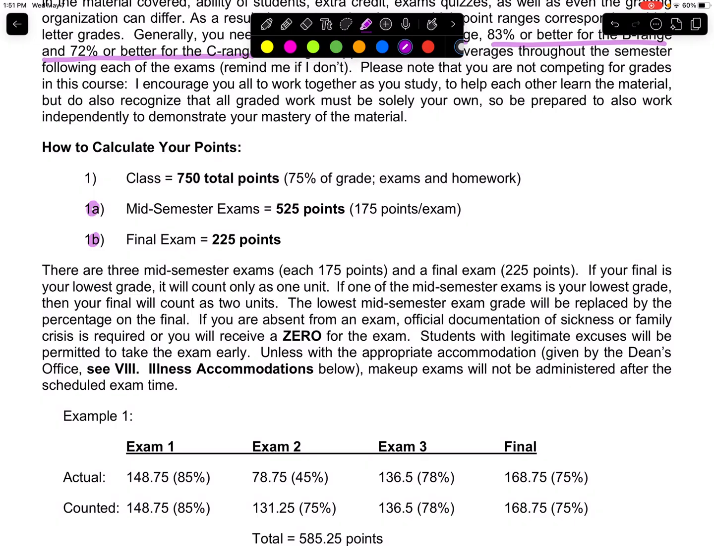Now, one policy that I do have is at the end of the semester, I will look at your grades and I will replace the lowest mid-semester percentage by the percentage on the final, if the final is the highest. So if one of the mid-semester exam grades is your lowest grade, then the final will count 2 units. If your final is the lowest grade, it will only count as 1 unit. So it just depends on what the scenario is.